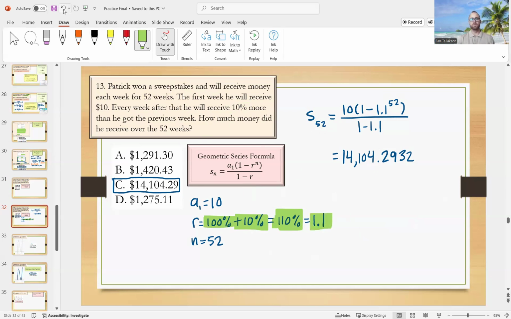Okay. So we plug all those values in, and into our calculator. I would recommend Desmos Scientific Calculator, and just over $14,000. Not bad for just some extra money.